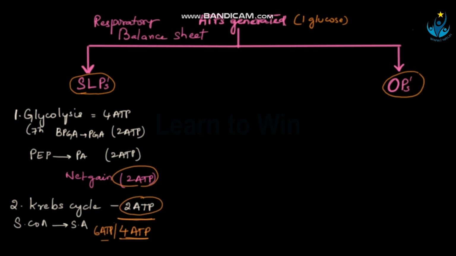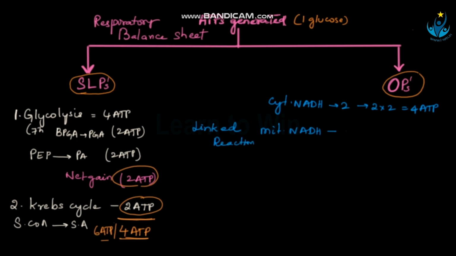Now, when we go to oxidative phosphorylation, the first one is the cytosolic NADH, which is coming from glycolysis. There are 2 cytosolic NADH and we've already seen that each one is worth 2 ATP. So we get 4 ATP. Next is the mitochondrial NADH coming from the linked reaction. There are 2 and they are mitochondrial, so each one is worth 3. So 2 into 3, 6 ATP.